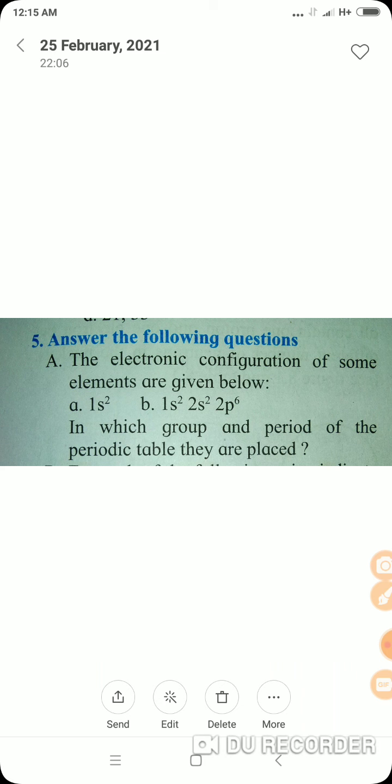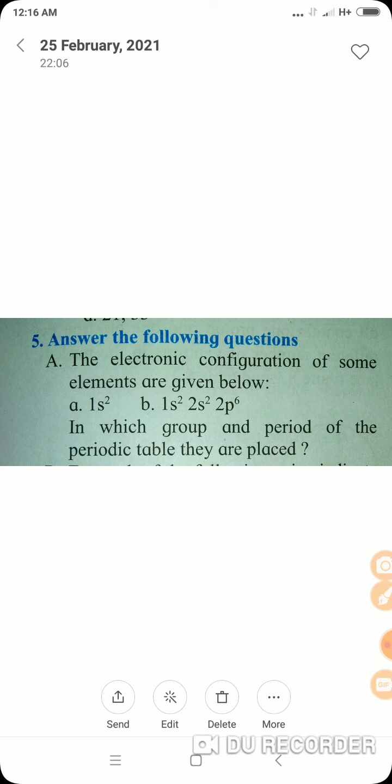So now see the next question, that is question number 5. Answer the following questions. From question number 5 we discuss part A, that is the electronic configuration of some elements given below. Here the electronic configuration of two elements is given. A is 1s2, and B is 1s2 2s2 2p6.